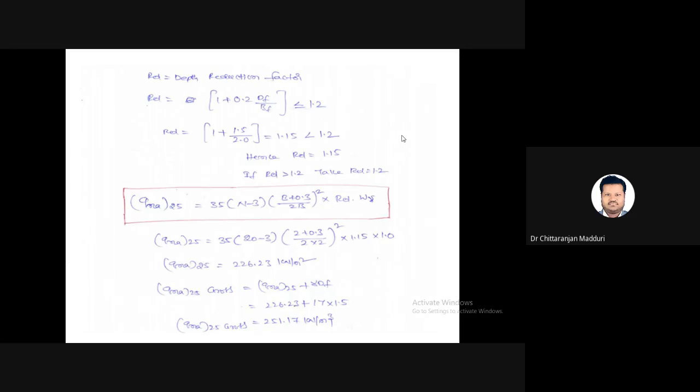So Rd, depth reduction factor, Rd equal to 1 plus 0.2 into depth of the footing divided by width of the footing, which is less than or equal to 1.2. So Rd equal to 1.15, it is less than 1.2, hence take Rd equal to 1.15. Suppose if Rd is greater than 1.2, you need to restrict Rd to 1.2. After substituting these values in the net allowable bearing pressure for 25 mm settlement equation, we get net allowable bearing pressure for 25 mm settlement equal to 226.23. That means if you apply this pressure on the soil, the settlement will be equal to 25 mm or less than 25 mm. So gross allowable pressure equals net allowable bearing pressure for 25 mm settlement plus self weight of the soil above the foundation.